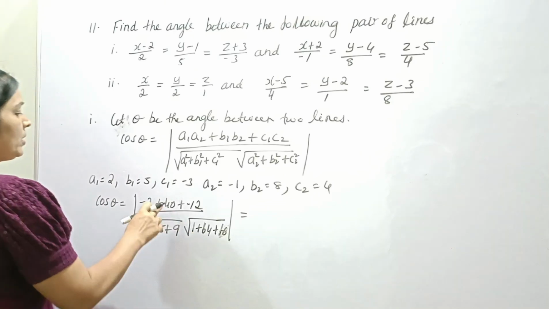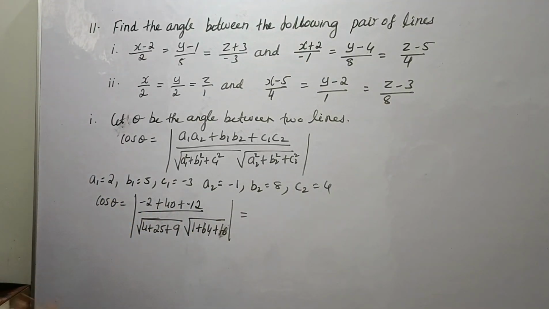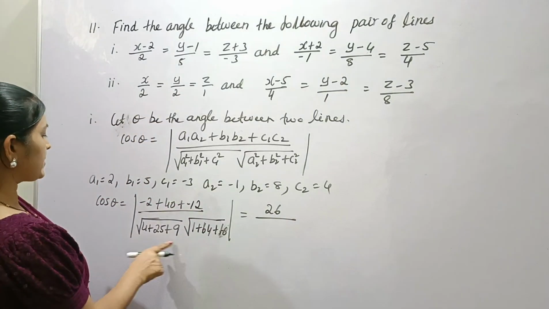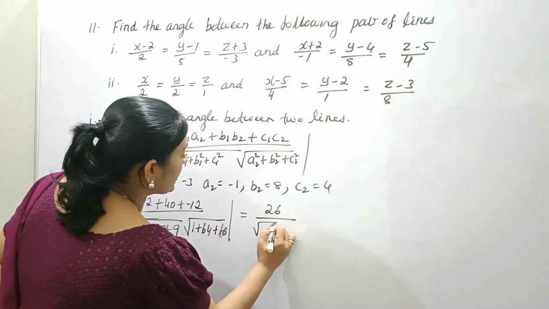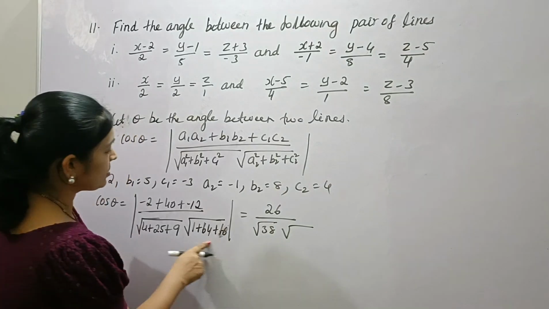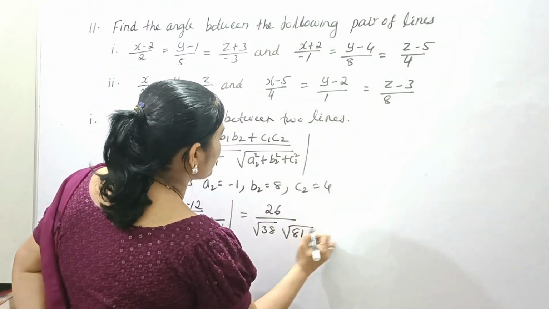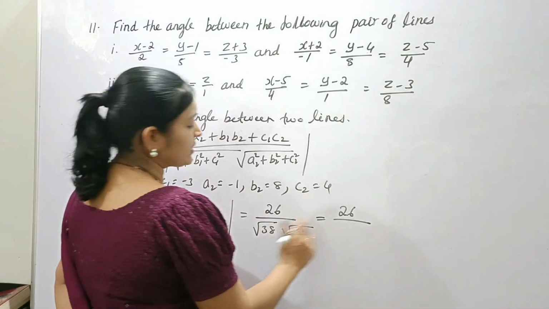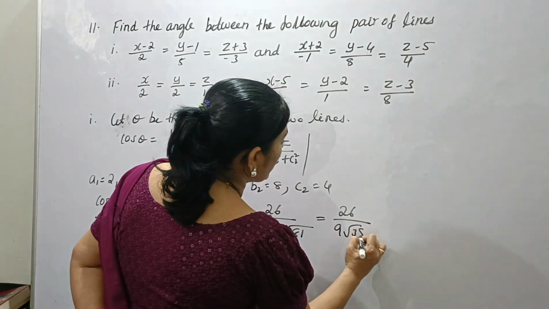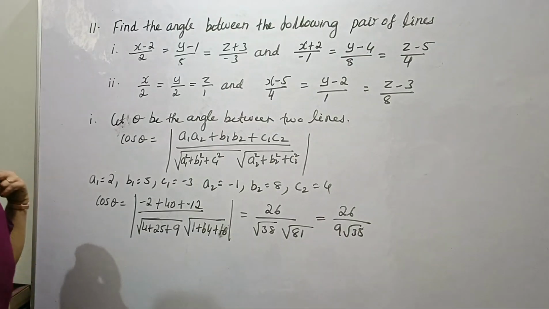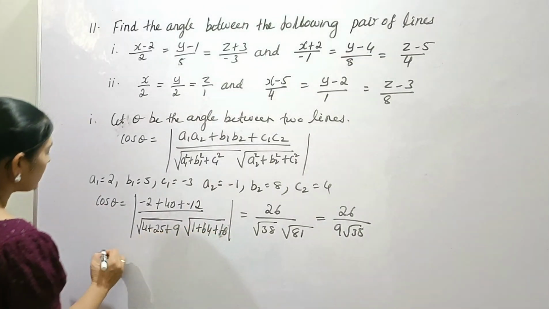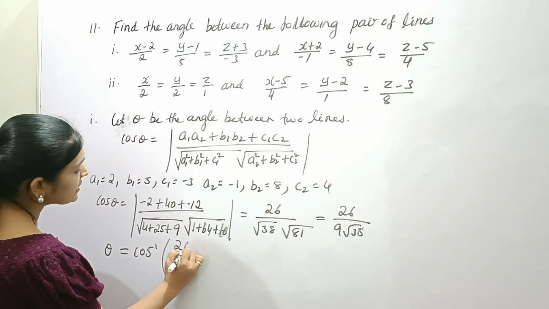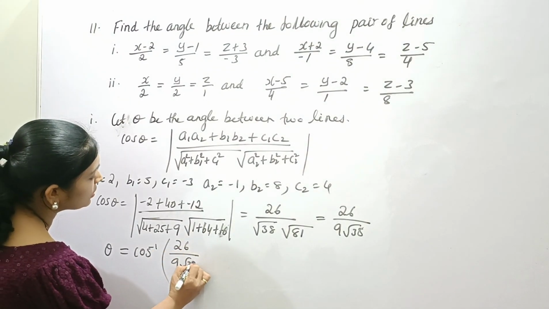that is equal to 40 minus 14, that is 26, divided by root 38 into root 81, that is equal to 26 divided by root 81 is 9, so 9 root 38. So cos theta is equal to 26 divided by 9 root 38. Therefore theta is equal to cos inverse of 26 divided by 9 root 38.